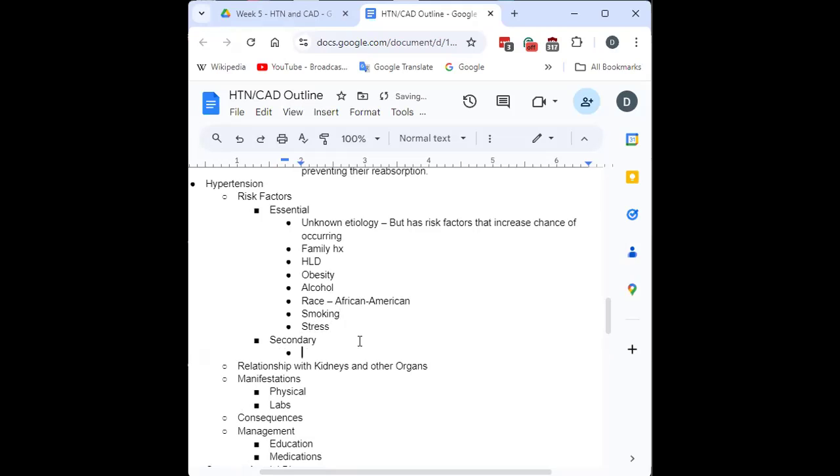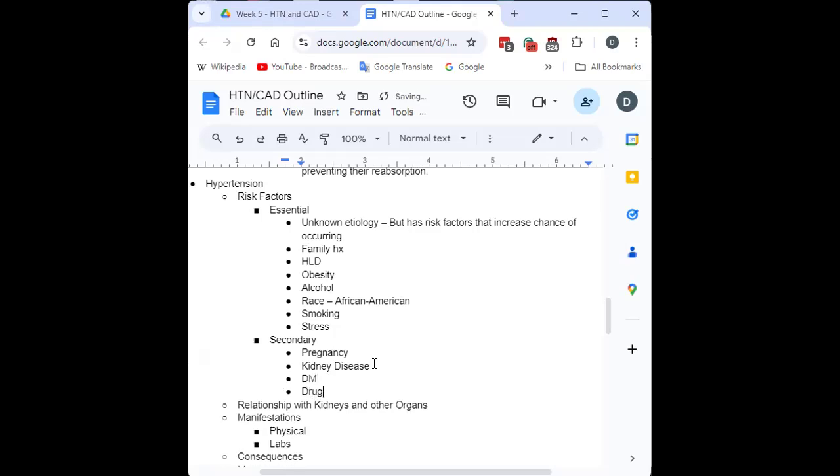And then your secondary. So what are some conditions that can lead to secondary hypertension? Pregnancy is one, so we have the hypertension with the pregnancy, the eclampsia. You guys will learn more about that. Kidney disease. Remember, your kidneys and your perfusion really go together. It's actually the most common cause of secondary hypertension. Diabetes is another one.